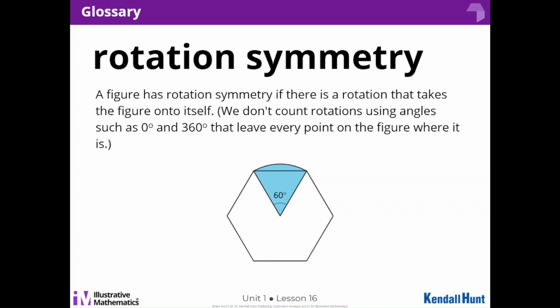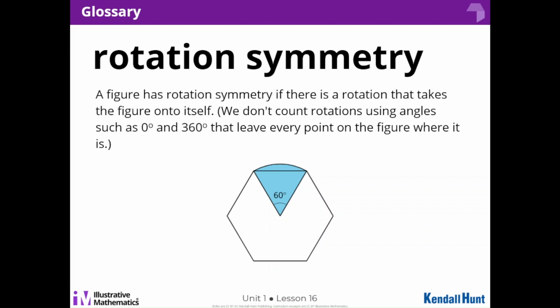So we would not consider 0 degrees because we would be leaving the hexagon where it is. We also would not count 360 degrees or any multiple of 360 degrees because you would rotate the entire hexagon one full circle and every point would be exactly where it started. But what we would count would be something like this shaded 60-degree rotation.